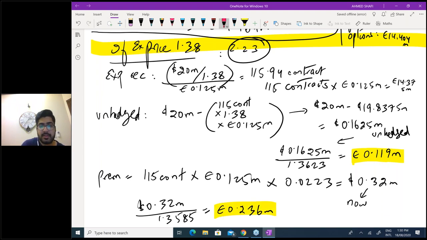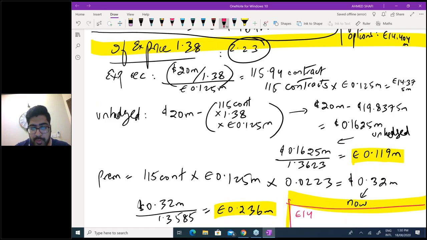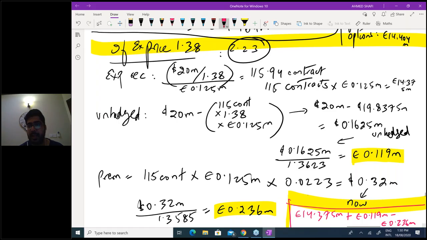So the final answer will be in euro: 14.375 million for expected receipts plus unhedged 0.119 minus premium 0.236. Okay, so I hope the approach is clear to you.